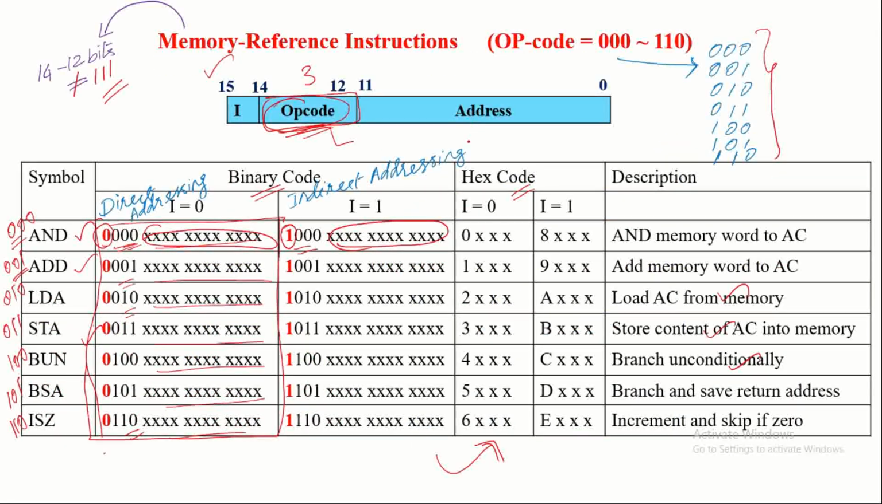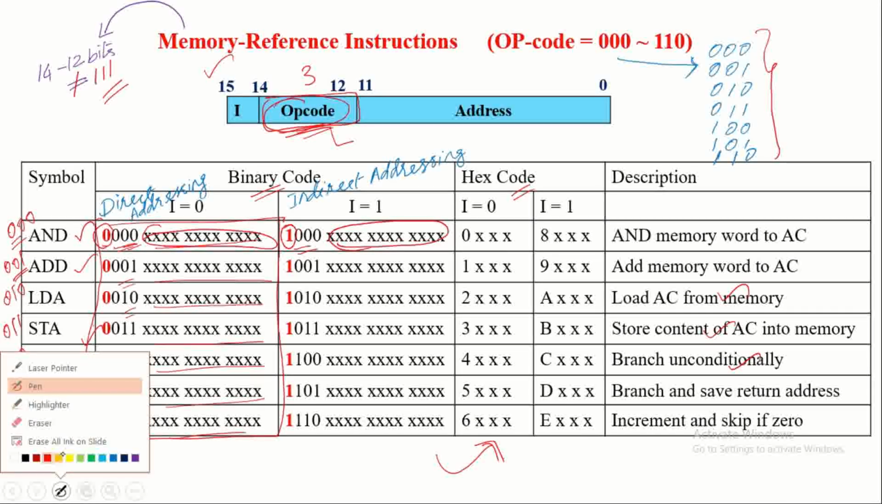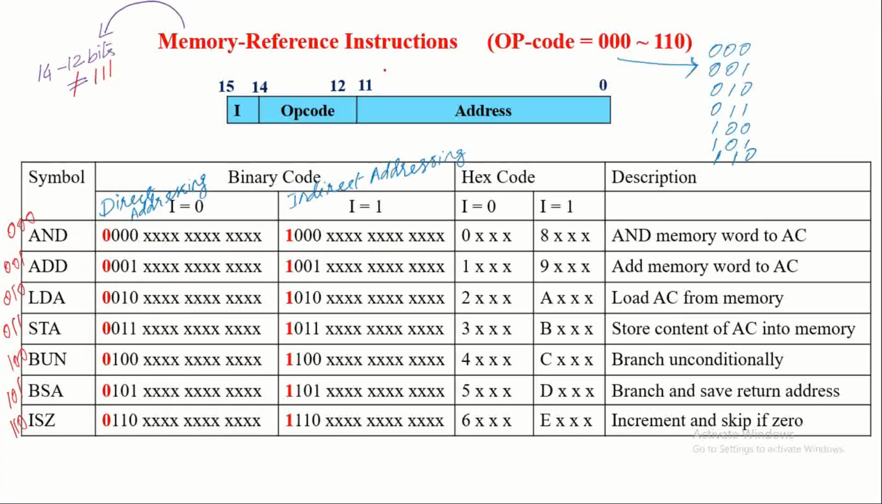Let us now discuss what the different operations supported in each category are. Coming to the memory reference instructions, as we just discussed, they are identified if the opcode part of the instruction does not contain triple one. In such a case, it may contain only these combinations of values.